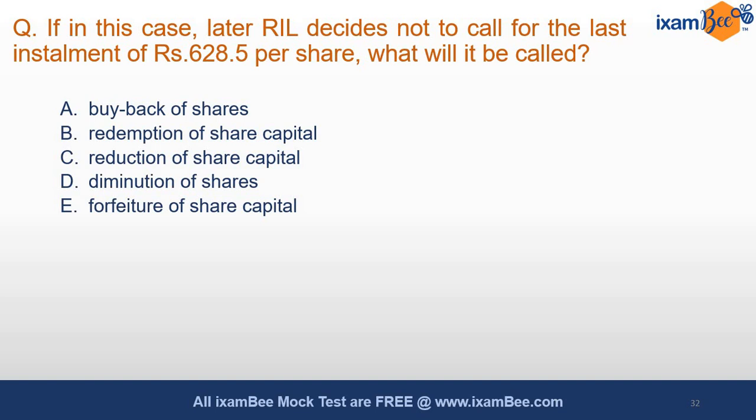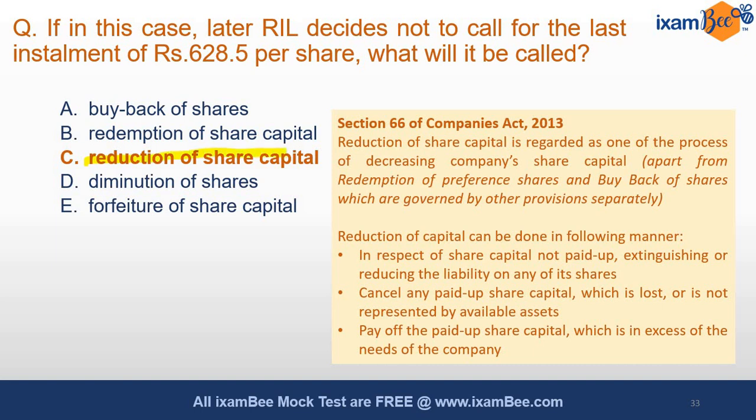Coming to the second question: in the case we discussed today, later RIL decides not to call for the last instalment of 628 rupees. So this is an assumption. If RIL decides that the last and final call, 50% of the value, we are not calling, what will it be called? You call it buyback of share, redemption of share capital, reduction in the share capital, diminution of the shares, or forfeiting of the share capital. I am telling you, pause the video, you are going to mark your answer wrong, most probably. The correct answer here is that it is called reduction of share capital.